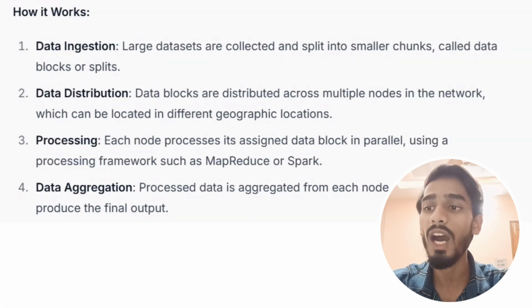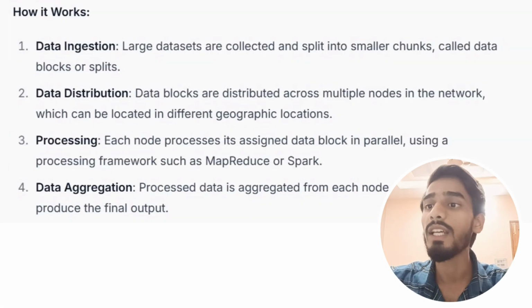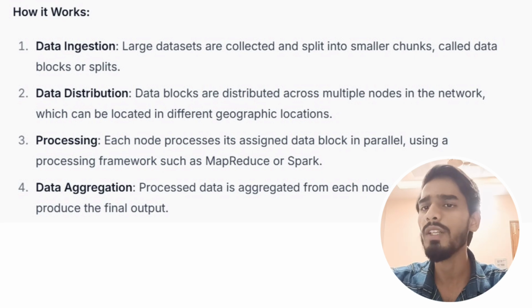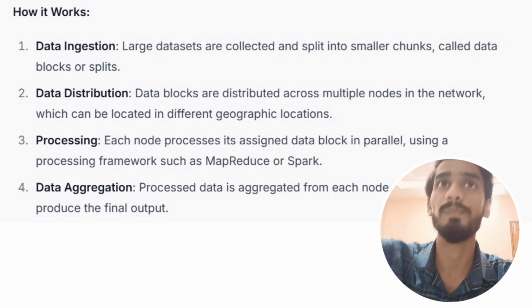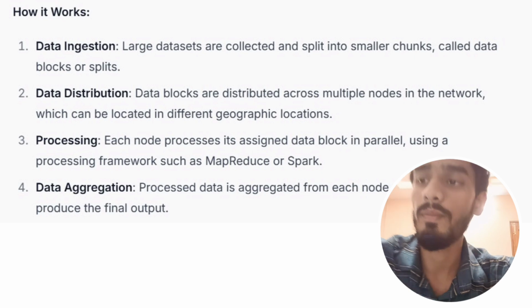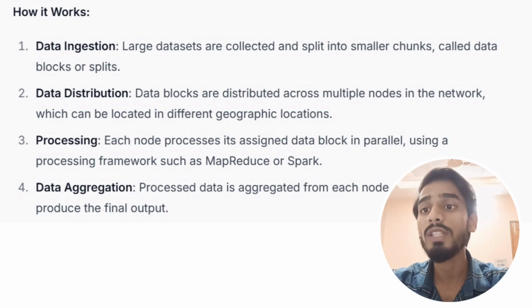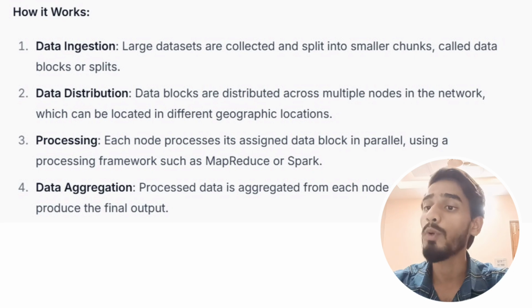Next, let us see how this all works. First is data ingestion. Large data sets are collected and split into smaller chunks called data blocks or splits. Next is data distribution. Data blocks are distributed across multiple nodes in the network, which can be located in different geographical locations.